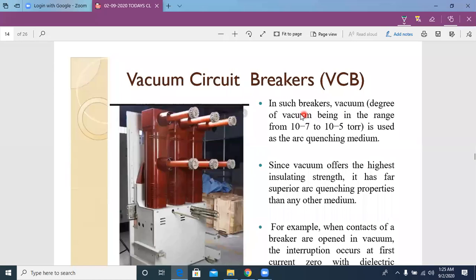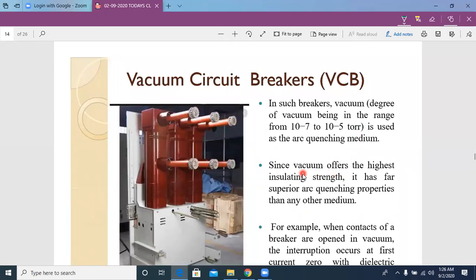Now let's see, in this type of circuit breaker, generally low pressures are maintained, so we call them low pressure units. We take the units in terms of torr. One torr is equal to 1 divided by 736 kg per centimeter square. Torr is nothing but a unit of pressure, and it is for low pressure.